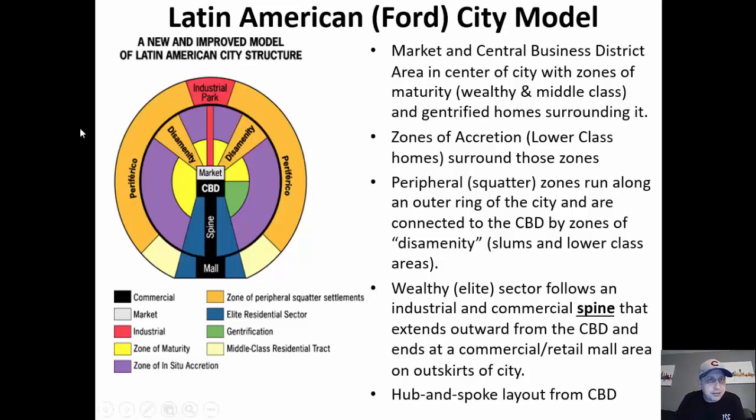Then, you have this other really unique feature in Latin American cities. You have this cool spine, we call it. It's usually an industrial and commercial spine. It's basically retail and industry that are all clustered together.